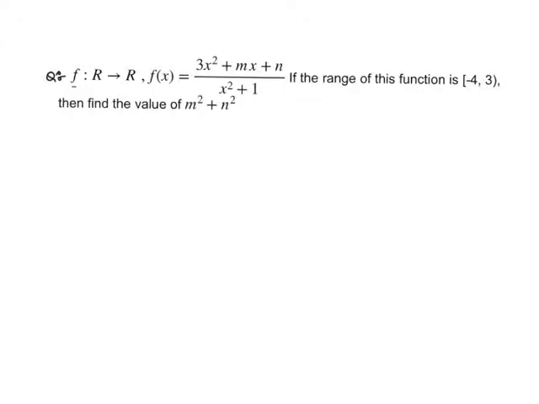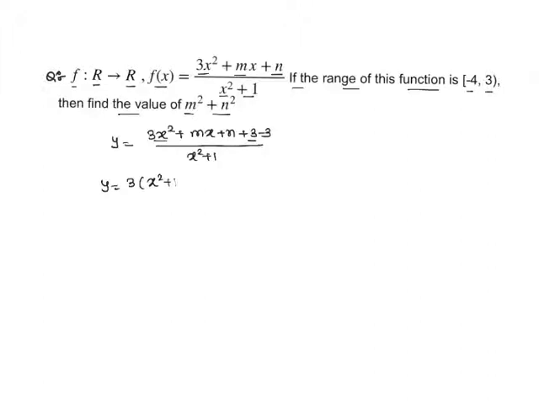Next problem is, if f is defined from R to R, f(x) equals 3x square plus mx plus n divided by 1 plus x square. If the range of this function is the closed interval minus 4 to 3, then find the value of m square plus n square. So what will we take? y equals 3x square plus mx plus n. In this one we will add plus 3 and minus 3, divided by x square plus 1. So y equals what we can take? 3x square plus 3. So if I take 3 common, x square plus 1, plus mx plus n minus 3, divided by 1 plus x square.